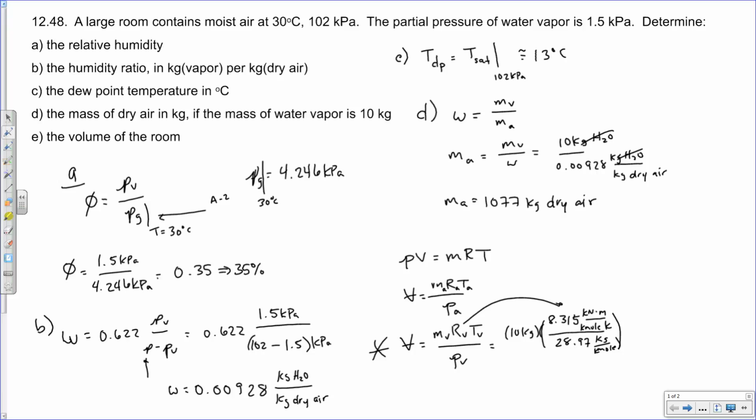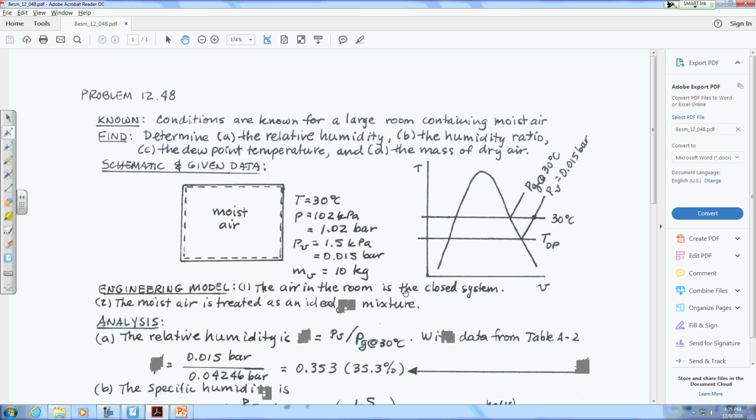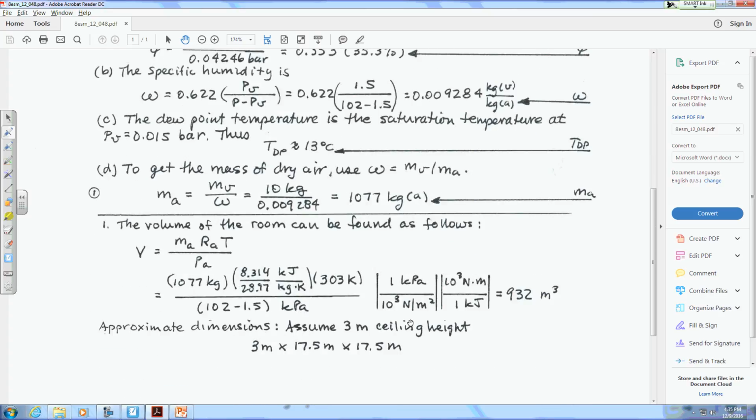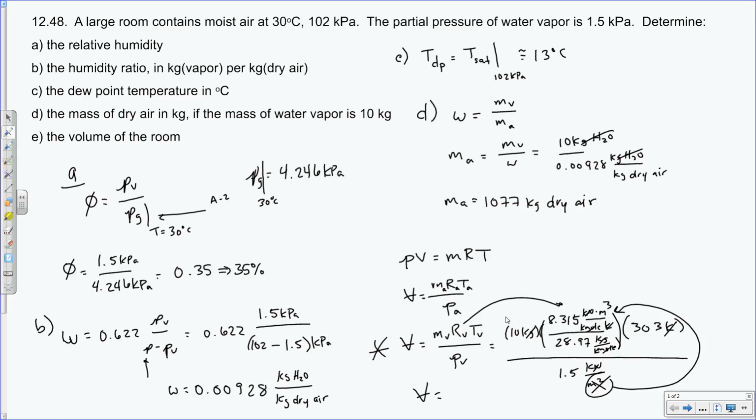This whole term here is RV times the temperature in Kelvin. So that's 273 plus 30, so that's 303 Kelvin, divided by our vapor pressure, which is provided for us, 1.5 kilopascals. That's kilonewton per meter squared. So kilogram cancels out with kilogram, per kilomole with per kilomole, Kelvin with Kelvin. Kilonewtons and kilonewtons cancel, and meters squared in the denominator will come up to multiply with the meters in the numerator, so that will leave us with meters cubed. And when we solve for this value, well, you know what? I'm just going to cheat here. I actually pulled up the solution just to check my work before I did this. There we go, 932 meters cubed.